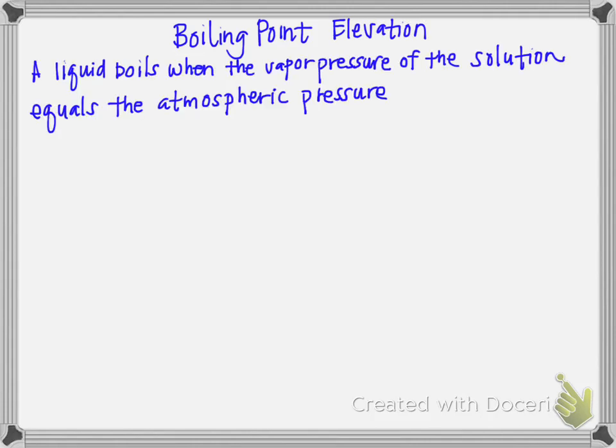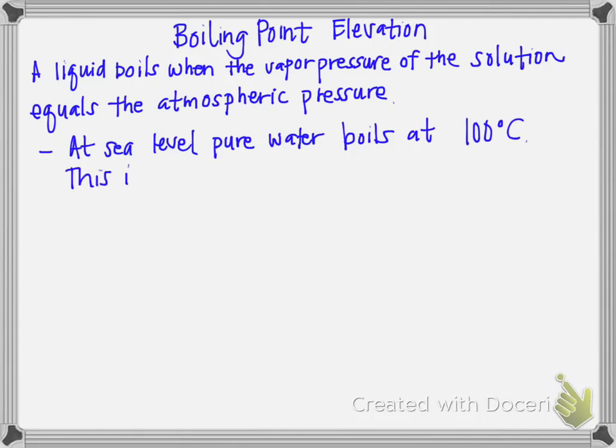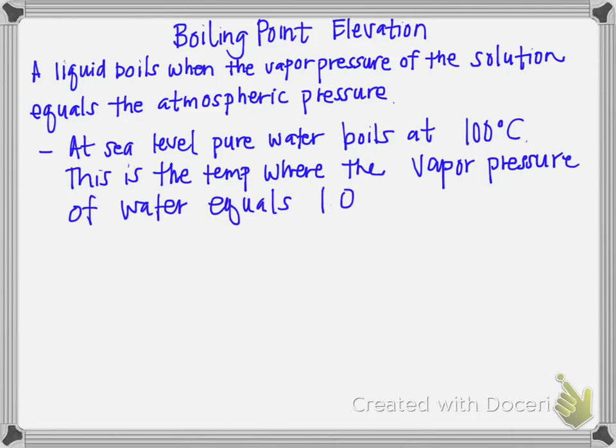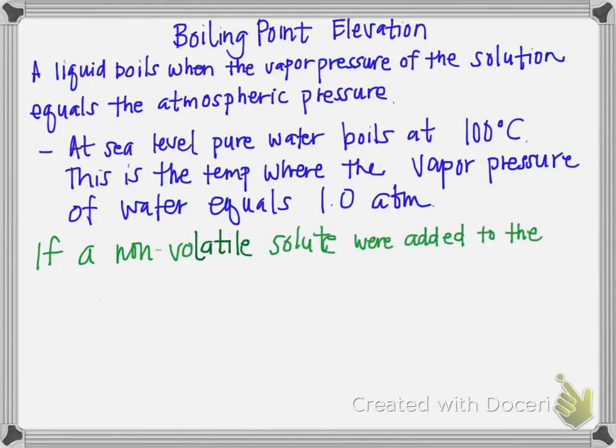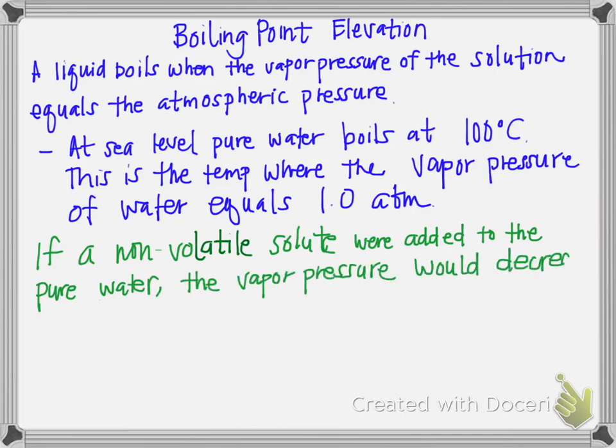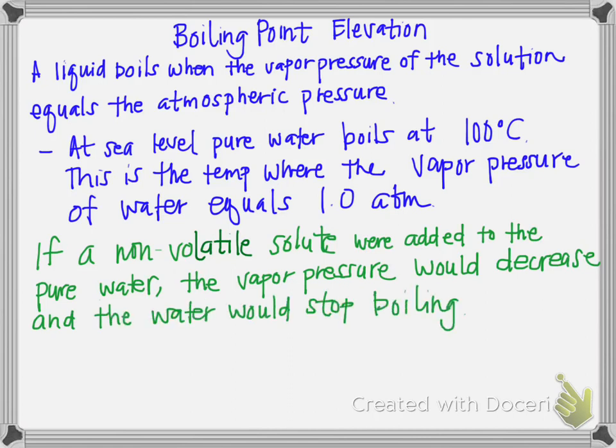So we know that a liquid will boil when the vapor pressure of the solution equals the atmospheric pressure. At sea level, pure water will boil at 100 degrees Celsius. And that's the temperature when the vapor pressure of the water equals 1 atmosphere, because at sea level, the atmospheric pressure is 1 atm. Now, if we add a non-volatile solute to the pure water, the vapor pressure would decrease and the water would stop boiling at 100 degrees.